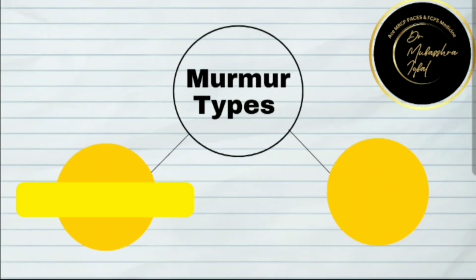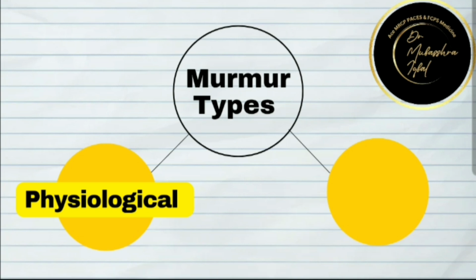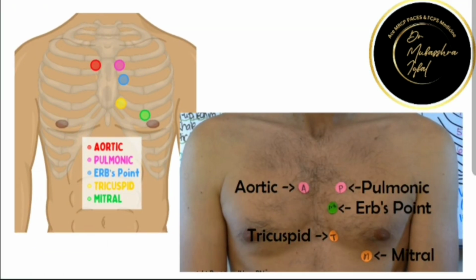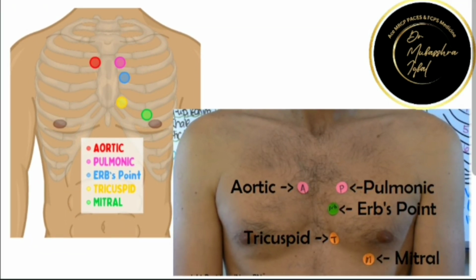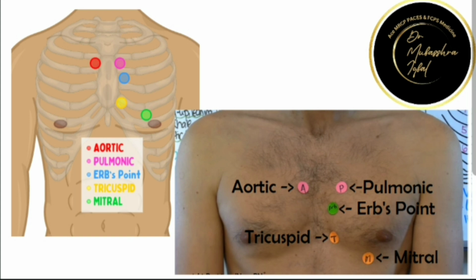There are two types of murmur. Number 1, physiological, which are due to some hyperdynamic states, for example anemia, and number 2, pathological, some murmurs are due to structural defects within the heart. This is the picture showing areas of auscultation on precordium.